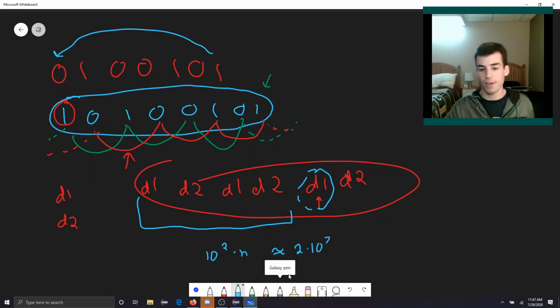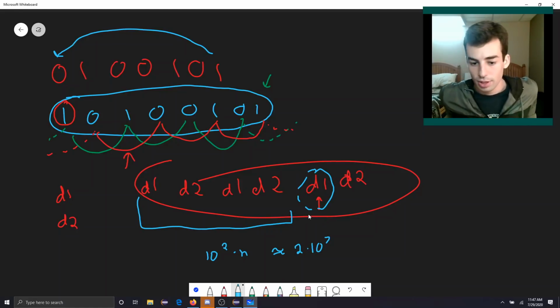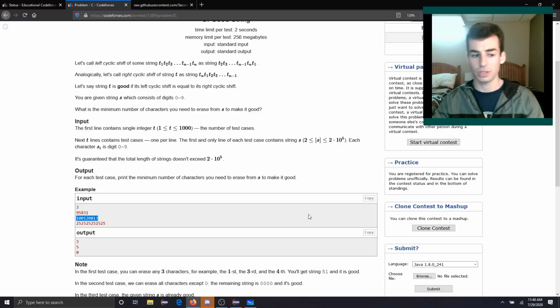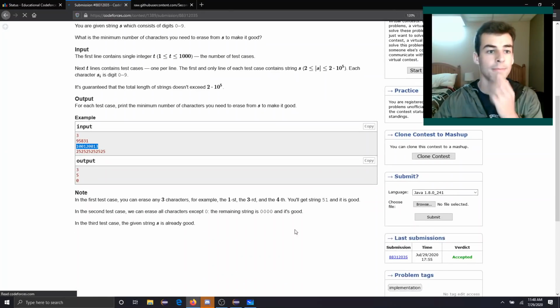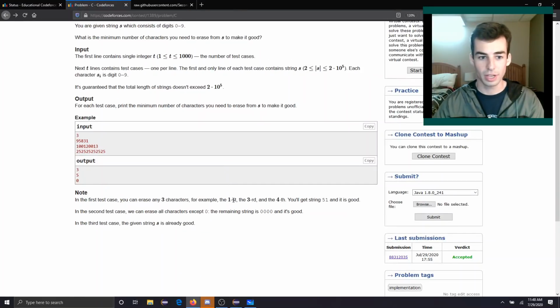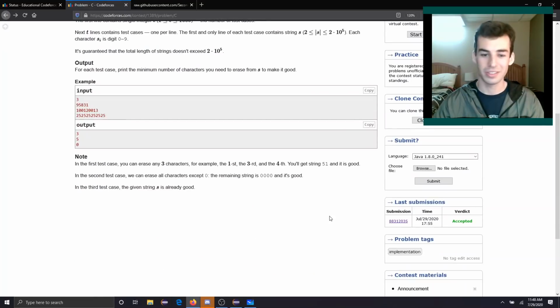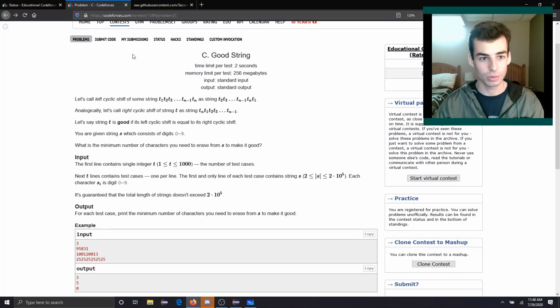So that's fast enough. You can do about 10 to the 8th things per second in Java, and there's a 2-second time limit, so that should be fine. Also, it's super low overhead, so it's probably much faster even than that. Yeah, it took 0.2 seconds, which is exactly as long as you would predict from the runtime. 2 times 10 to the 7 is 1/10 of 2 times 10 to the 8, so it should take 1/10 of 2 seconds, which is what happened.